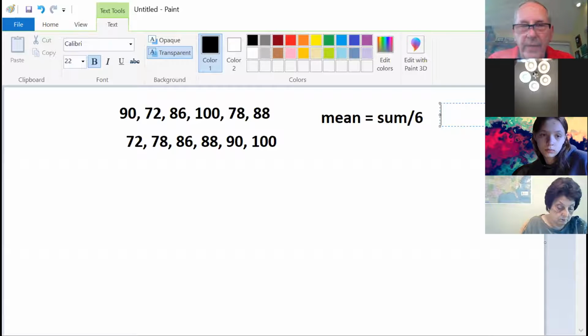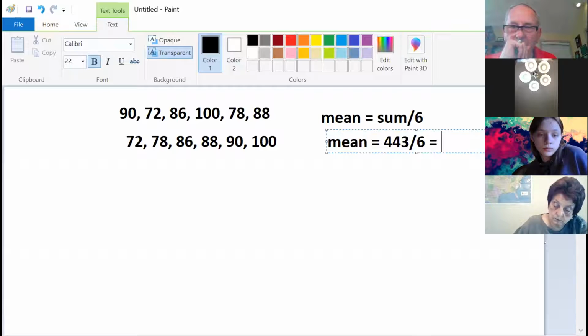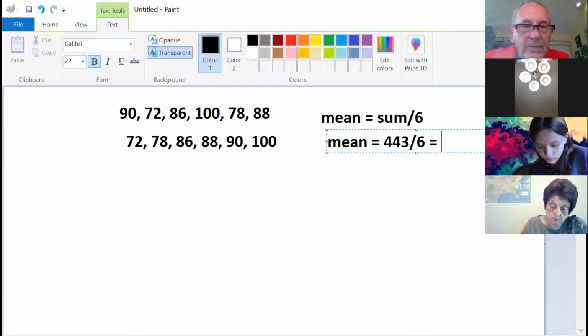Rachel, you said it was what, 80? I'm doing it over again just to make sure. Give me a second, because I don't even remember what I said. 90 plus 100 equals... if you add them all together, the total is 443. And then we need to divide by 6, right? So 443 divided by 6 equals 73.8. No, it can't be that low. Look at the numbers. It's got to be in the 80s. So 73 is not right.